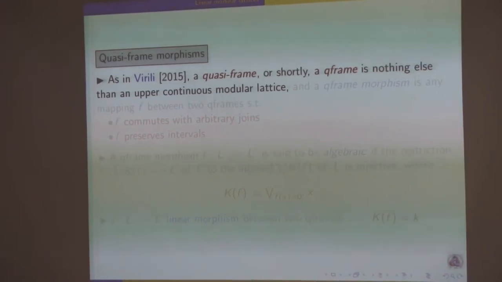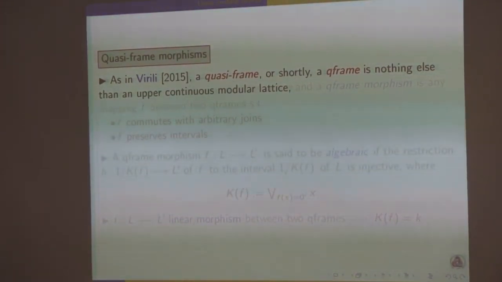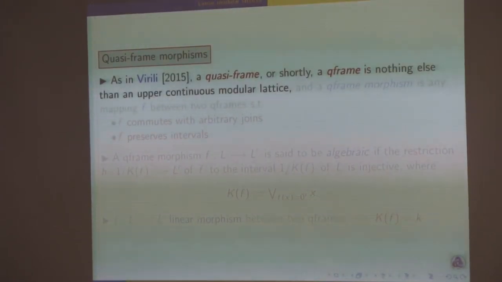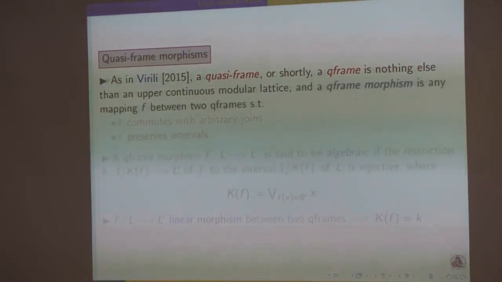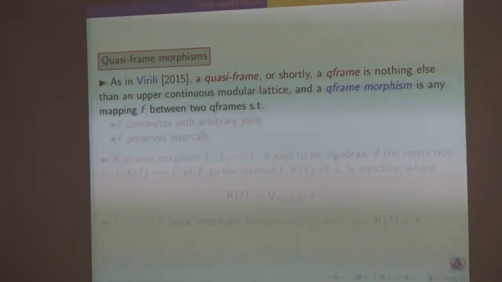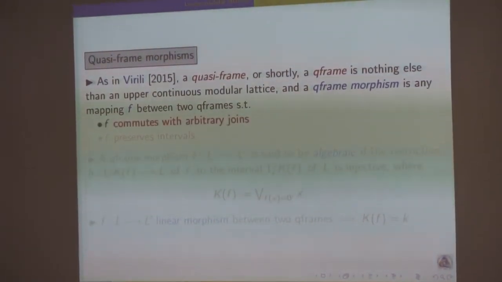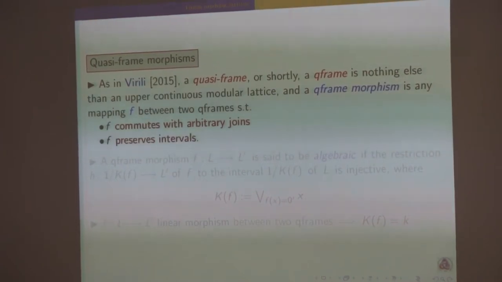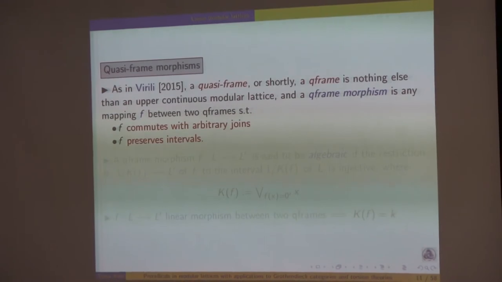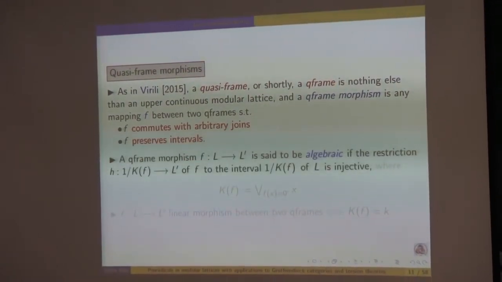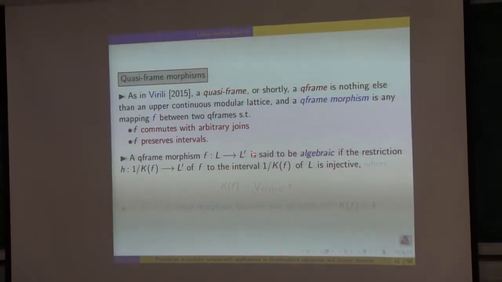A quasi-frame, or two-frame, is nothing else but an upper continuous modular lattice. This is called idiom, just idiom. And a two-frame morphism is any mapping between these two frames such that it preserves arbitrary joins and intervals. A two-frame morphism satisfying the following two conditions is said to be algebraic.